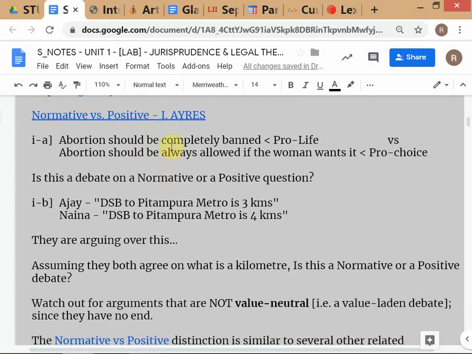Do you think this debate will ever end? Let's say I'm pro-life and somebody is pro-choice, and we keep debating. Is this ever going to end? It's never going to end, because it is driven by differences in value systems.